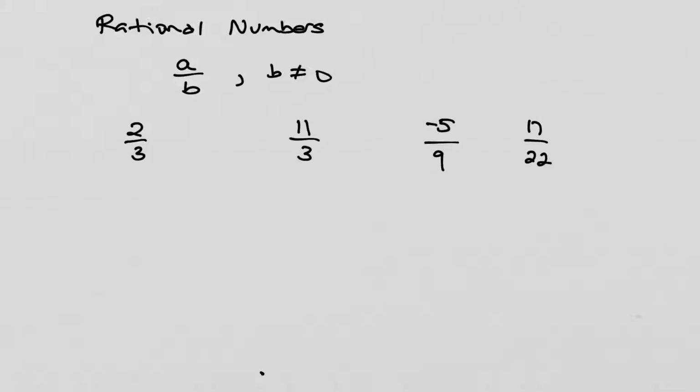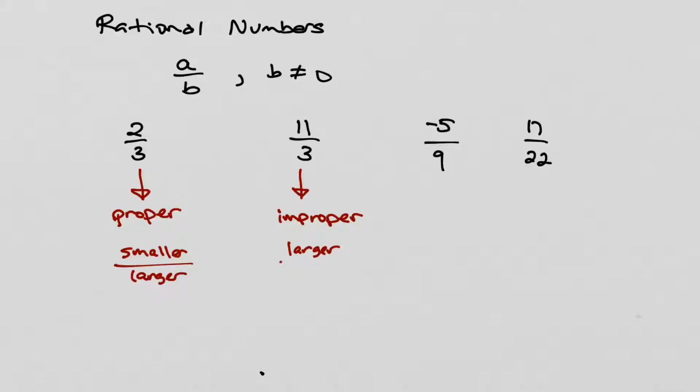For instance, if you notice this 2 over 3, this is where the denominator is actually bigger than the numerator. So this is called a proper fraction. So that's when you have the smaller number in the numerator. A proper fraction is a smaller number over a larger number, as opposed to something like this, 11 over 3. That's called an improper fraction, and it's improper because we have the larger number up top in the numerator over the smaller number.